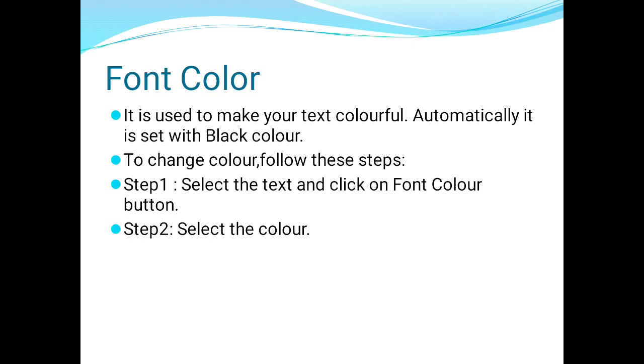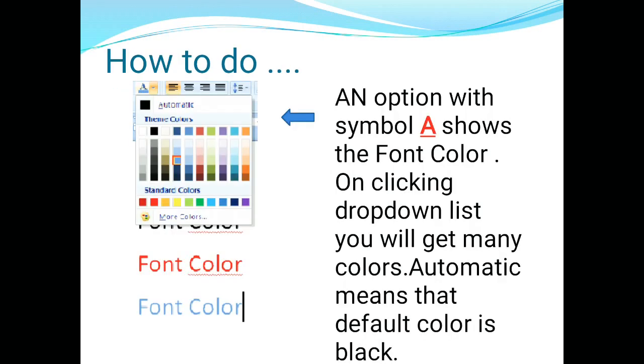Okay, so to do so, select the text and click on font color button. Select the color. How it looks like: you can see an option where A underline is written, A underline, and a color is there. That option actually is the font color.